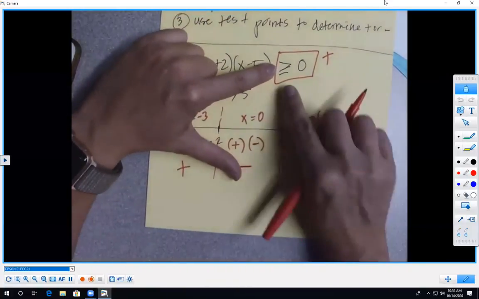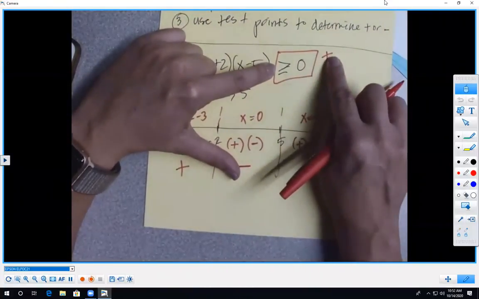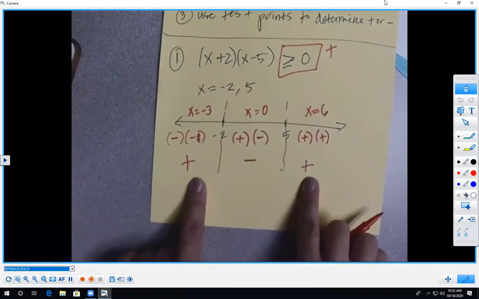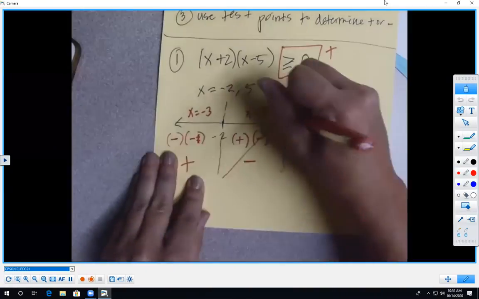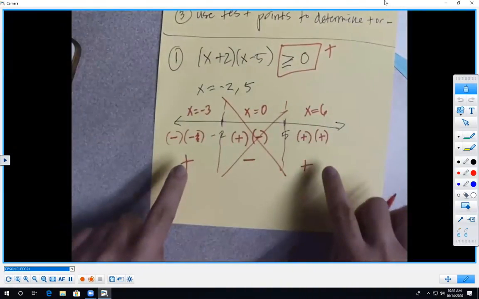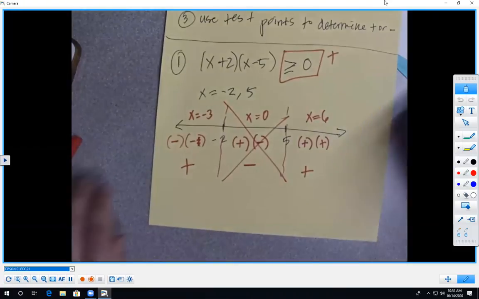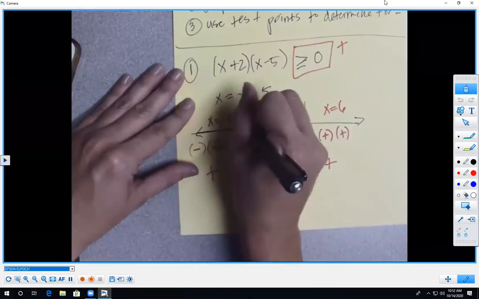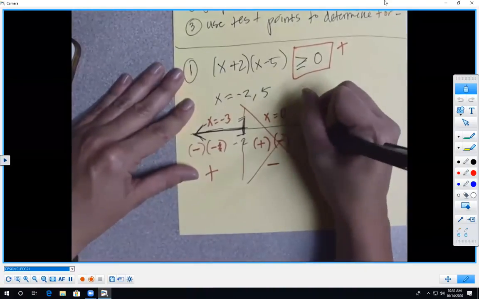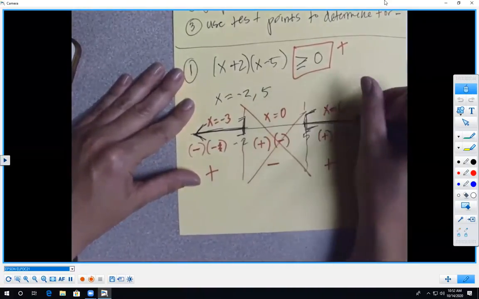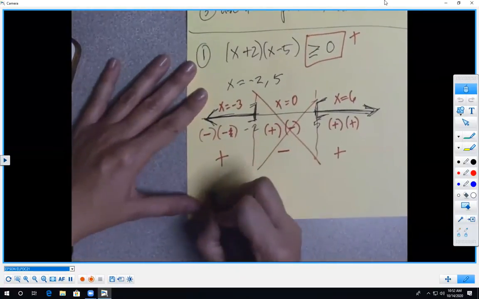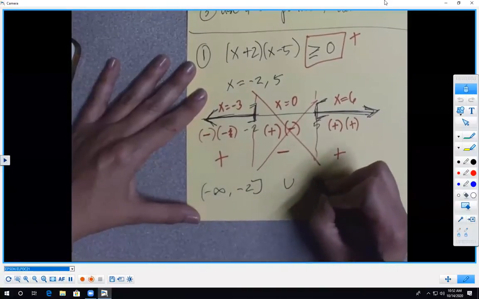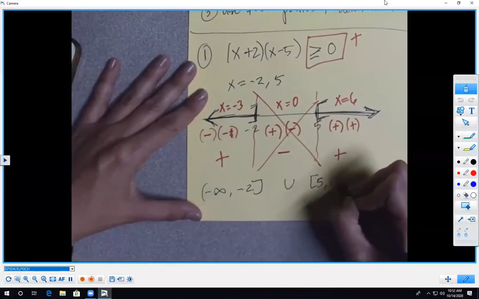Okay, I am looking for greater than or equal to 0, positive numbers. Which section should I pick for my answer? The positive numbers. Okay, this is not my answer. This is my answer. So you write that in interval notation. What is the graph here is this part and this part. Okay, so this is -∞ to -2 and 5 to infinity.